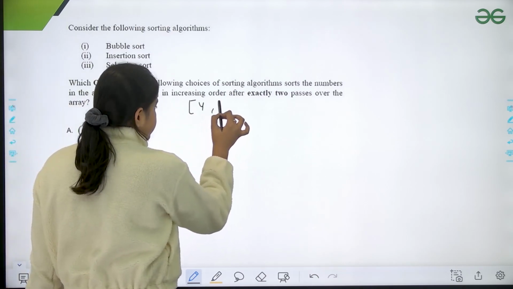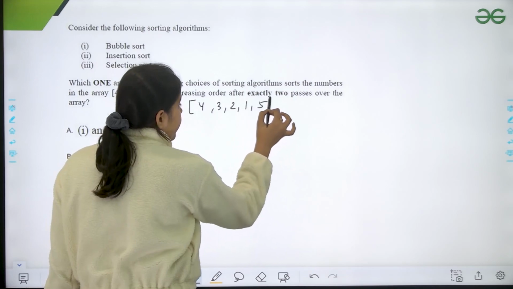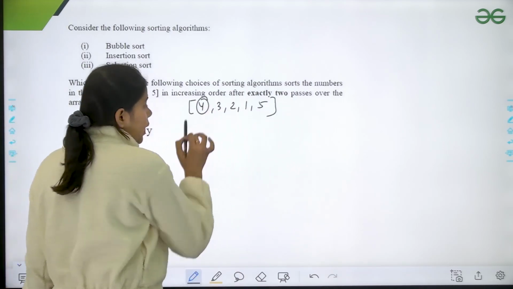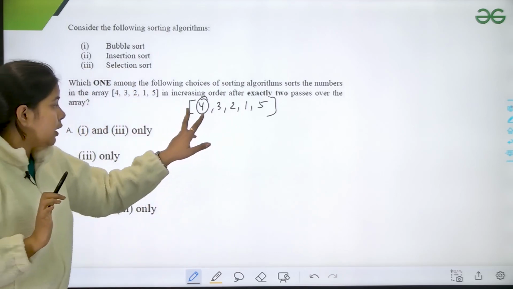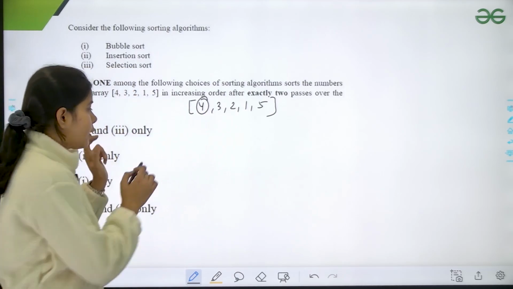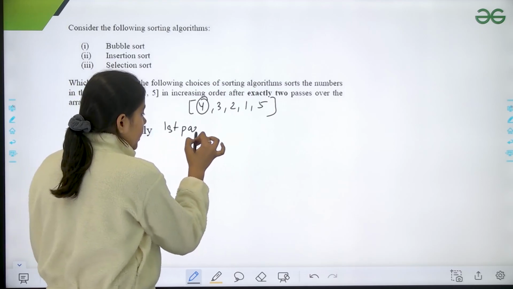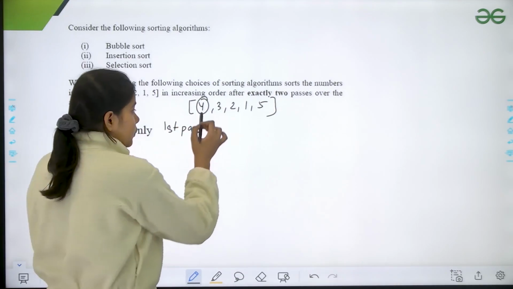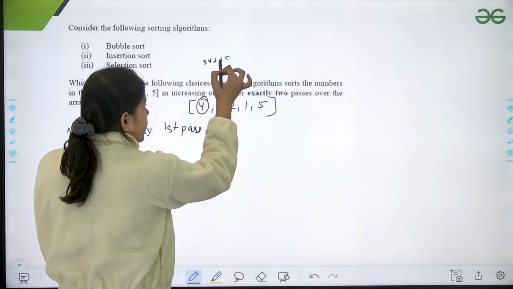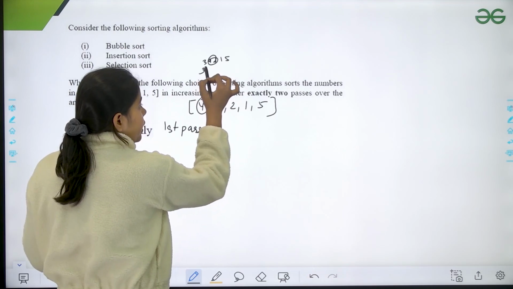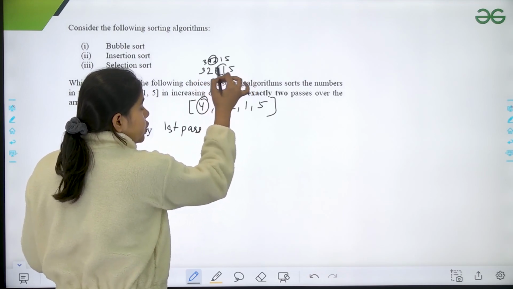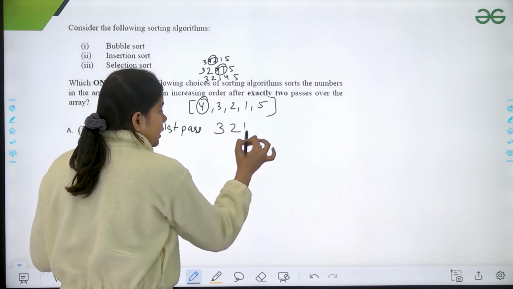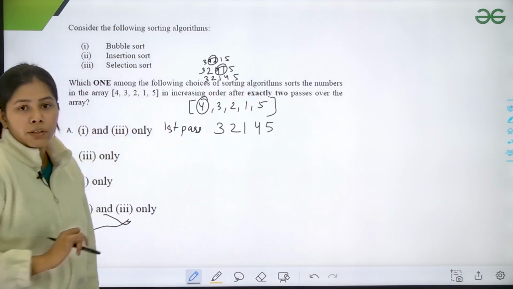So let's see, 43215. If I talk about bubble sort, what would bubble sort do? It would take this 4 and try to swap, right? So in the first pass, what would I get? It would check that 4 is greater than 3, so it would become 34215. Then it would check 4 and 2, so it would become 32415. Then it would check 4 and 1, so we'll get 32145. So after the first pass, we'll get our array like this, 32145.